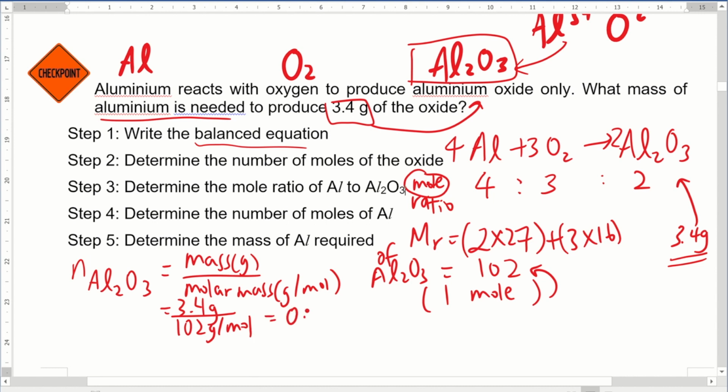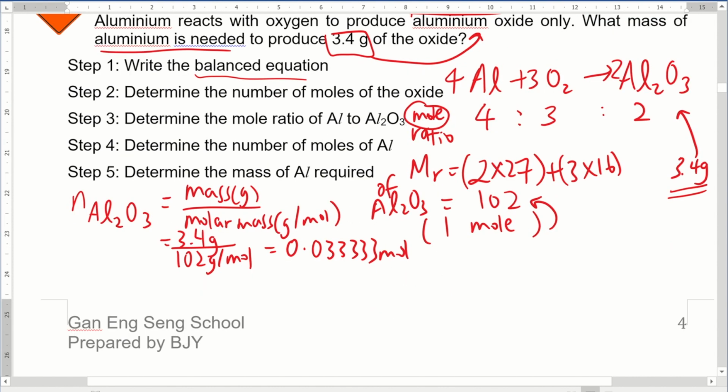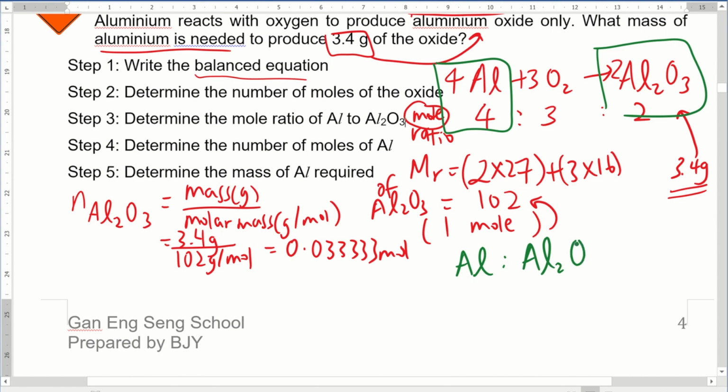And from here, I get 0.033333 mole. So this is step 3, I calculated this. From my equation, I'm interested in the amount of aluminium. So aluminium is to aluminium oxide, the mole ratio is 2 is to 4.